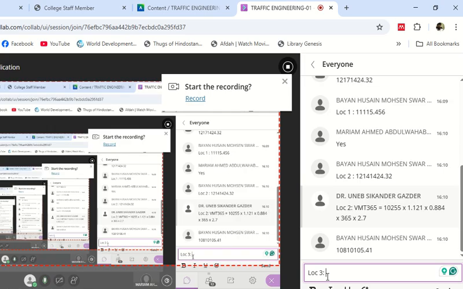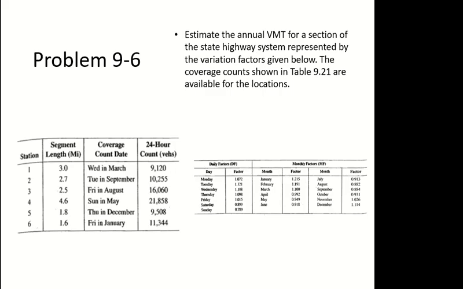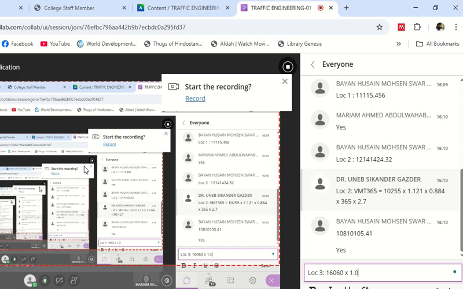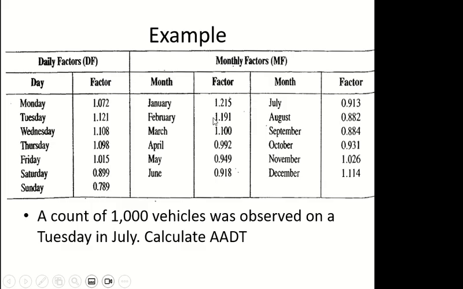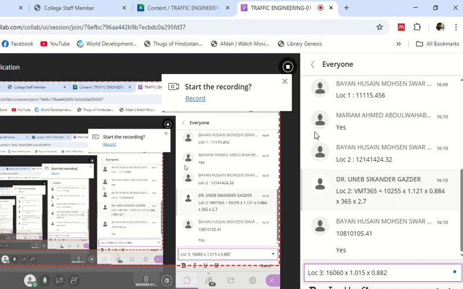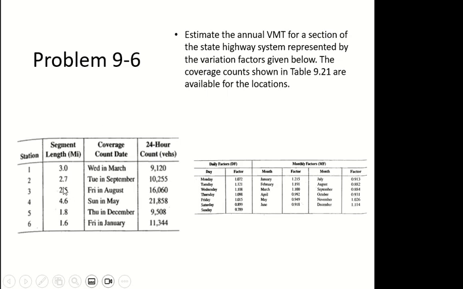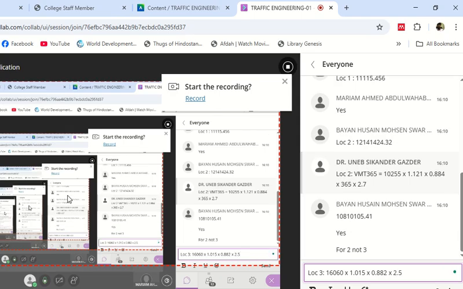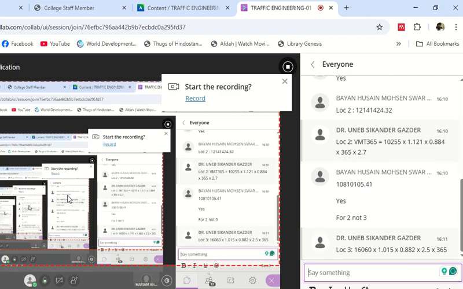This is location 3. I will do just one more for the record. 060 multiplied by Friday August 1.015, August is 0.882, multiplied by the length, which is 2.5. And then multiply by 365. So you can see what these values are.